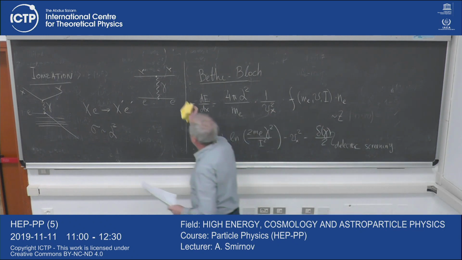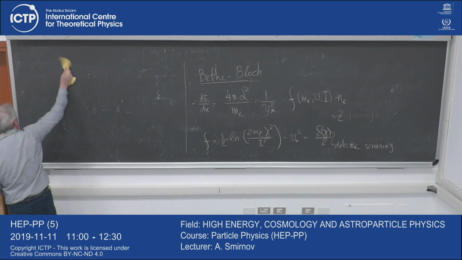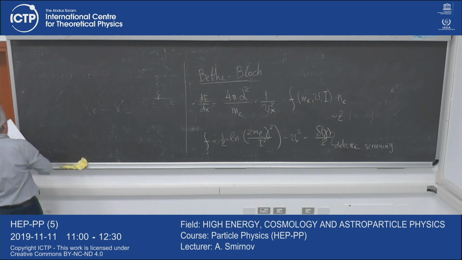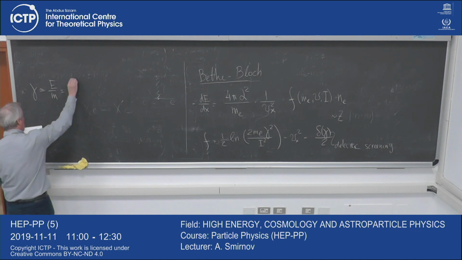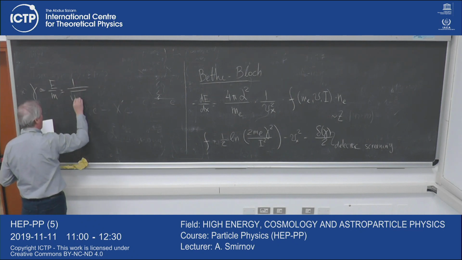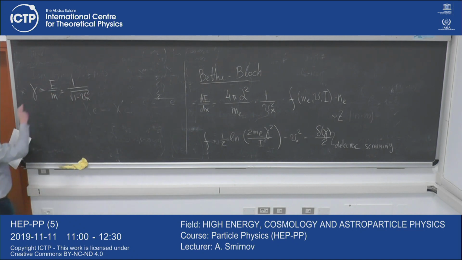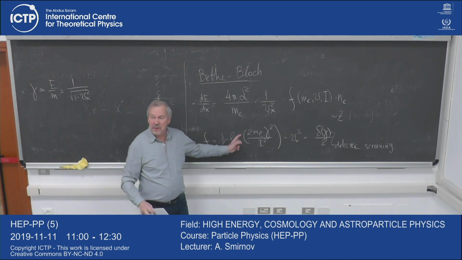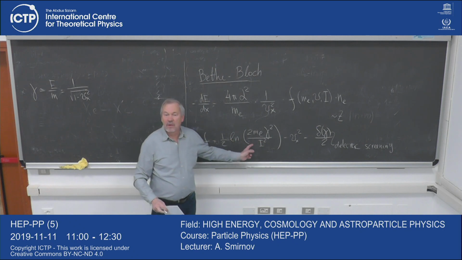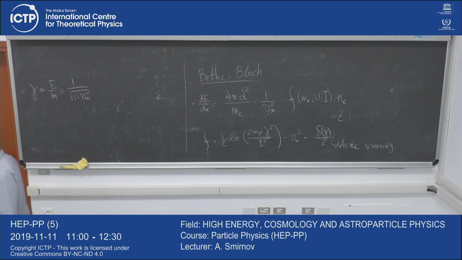Now, gamma is the Lorentz factor. So gamma is E over m, that's 1 over the square root of 1 minus the velocity of the particle squared. And so it's proportional to energy or momentum. It's under the logarithm, which means that this factor is a logarithm of momentum or energy. Right? So that's important to remember.